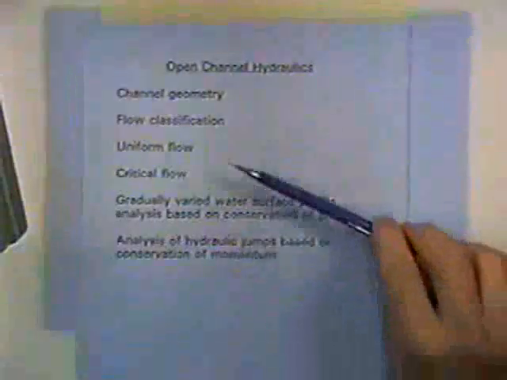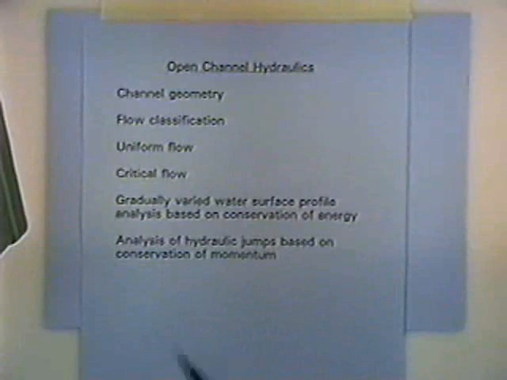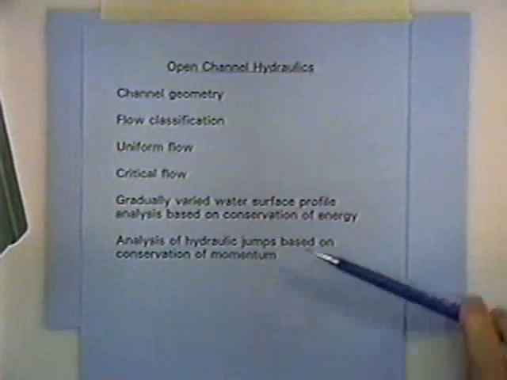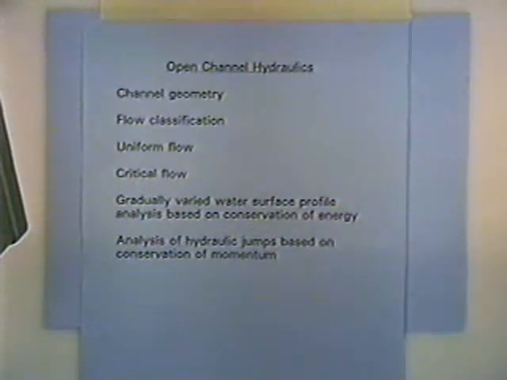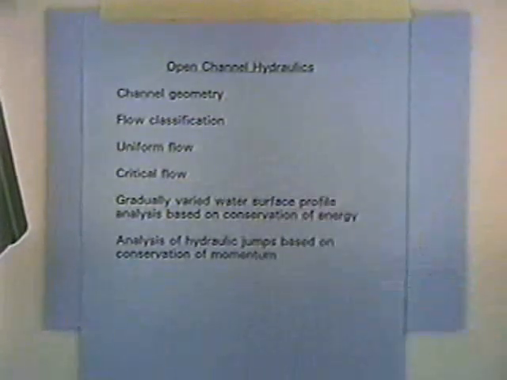In going through open channel hydraulics, we'll talk about channel geometry first, and then classifying different types of flow. And one type of flow is uniform flow. We'll talk about uniform flow, and then critical flow, and then gradually varied water surface profile analysis. And I think we just moved into next week. I don't think we're going to get that far. And then analysis of hydraulic jumps based on conservation of momentum. So we'll go as far as we can and then pick it up again next week.